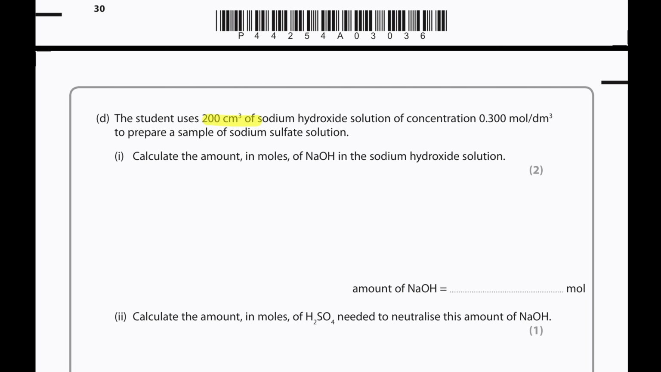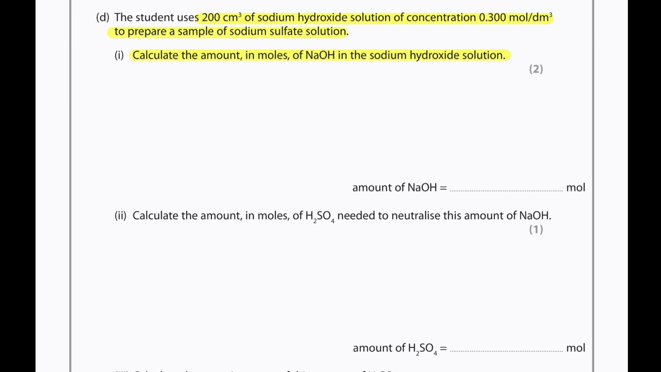The student uses 200 cm cube of sodium hydroxide solution of concentration 0.3 mol per dm cube to prepare the sample of sodium sulfate solution. Calculate the amount in moles of sodium hydroxide in the solution. So we have to find out the number of moles, and the number of moles can be found out using this formula. Number of moles of sodium hydroxide is equal to volume times concentration. Then 0.3, which is the concentration in mol per dm cube, multiplied by 200. However, the 200 is given in cm cube, so it will be divided by 1000 to make it into dm cube, and the answer will be 0.06 moles.